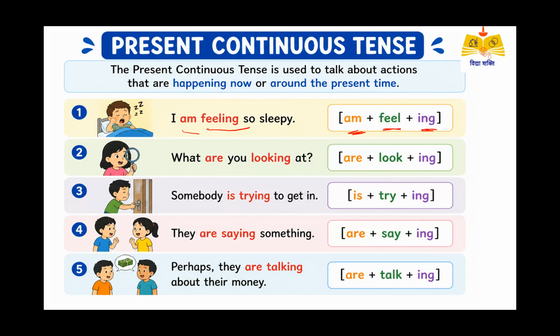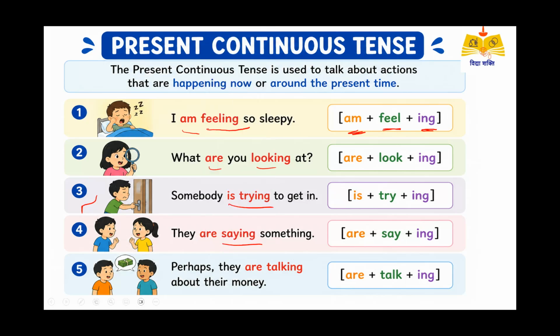Okay, what are you looking at? What are you looking at? So this is present continuous progressive tense, present progressive tense. Somebody is trying to get in. See the action here. Somebody is trying to get in. Okay, trying. He is trying. Ing. Now that action is happening now. They are saying something. These two kids are saying something. So they, because it's plural, are saying in form of verb.